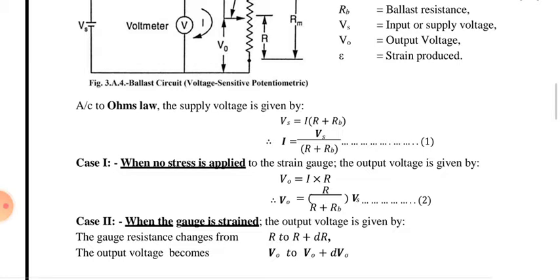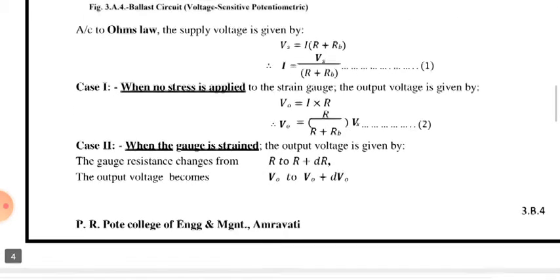Then case 2, when the gauge is strained. When the gauge is strained, the gauge resistance changes from R to R plus dR, means there will be strain. The original resistance will change to R plus dR, some deformation will take place, and the output voltage becomes VO plus DVO.